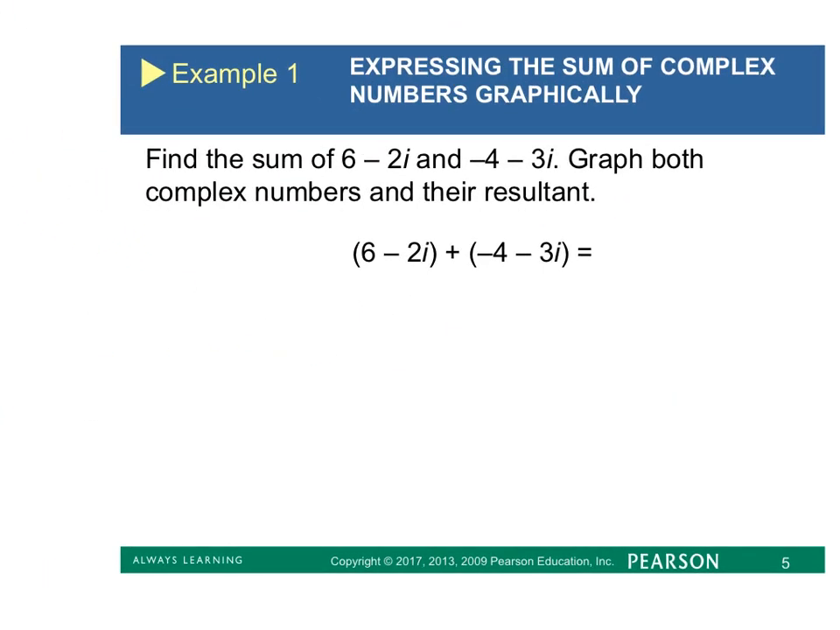First problem, find the sum of 6 minus 2i and negative 4 minus 3i. Well, simply, that's 10.